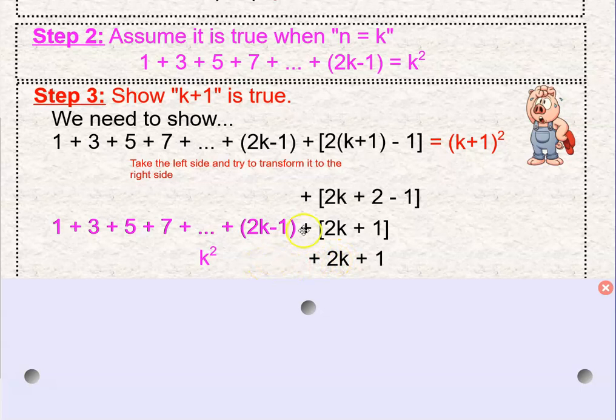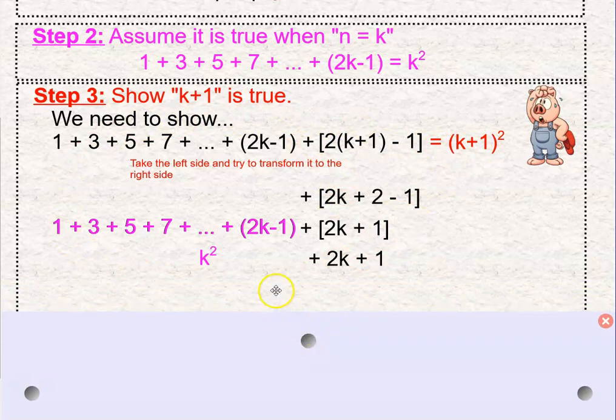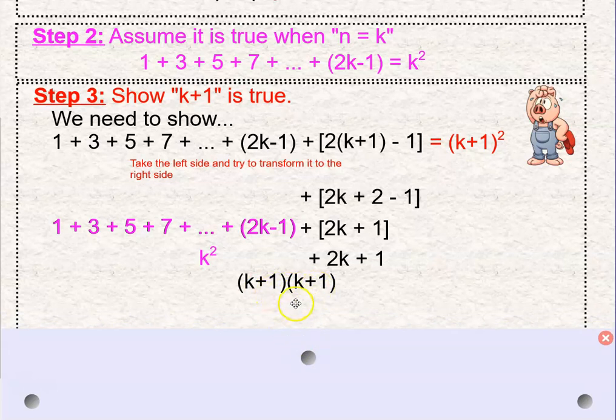So remember, our goal is we're trying to transform the black side into the red side. So coming down here, we have this expression. Wait a minute, this expression can be factored. Isn't that just k plus 1 times k plus 1? And couldn't we write k plus 1 times k plus 1 as k plus 1 squared? Did we do it? Yes, we did. Look, they're the exact same.